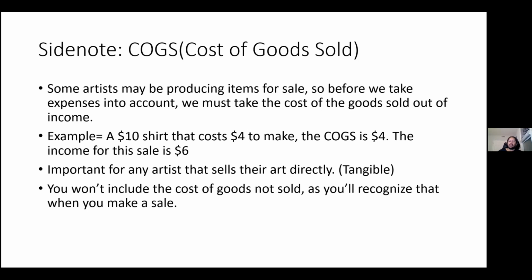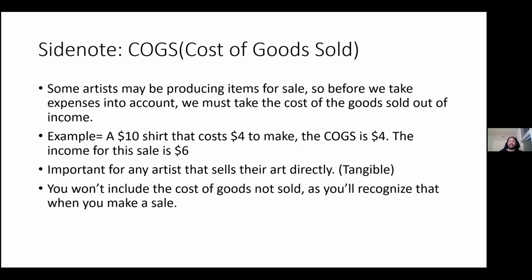So again, we're still talking about business income. I just want to take two side notes here, because not everyone does performances when it comes to getting money as an artist. Some people actually do sales. They'll sell their art, tangible art. Tangible means like you could touch it. So for tangible sales, we have to consider cost of goods sold, or COGS for short. Some artists may be producing items for sales. So before we take expenses into account, which is coming next, we have to take out the cost of goods sold. And then I got a small example here.